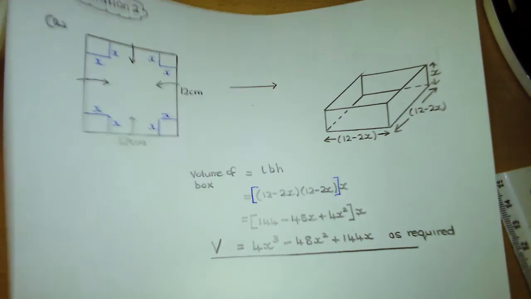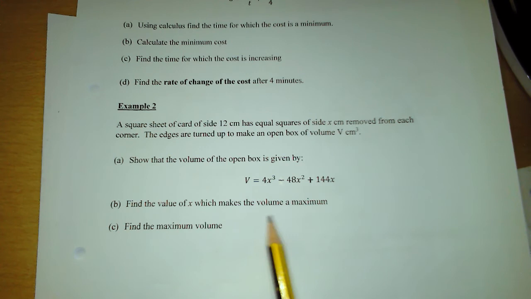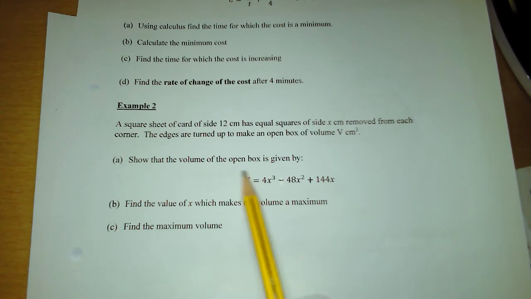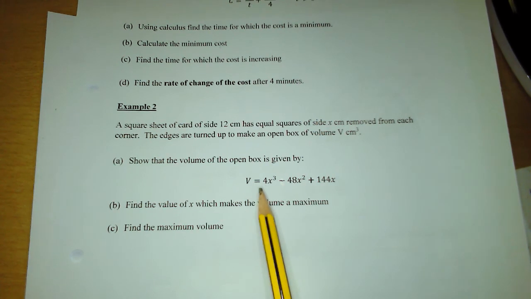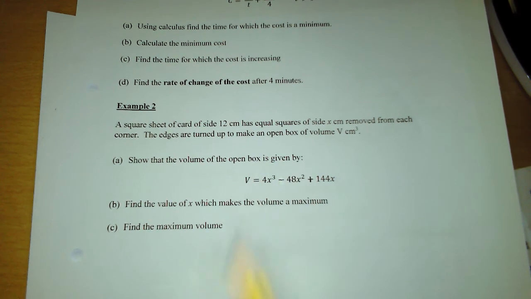Okay, so part B then. It says find the value of x which makes the volume a maximum. So the subject variable is a maximum or a minimum when the first derivative is equal to 0. So in other words, when dV by dx equals 0. So that means we're going to be differentiating. So let's differentiate this first.